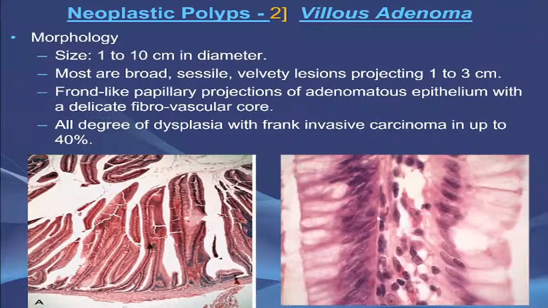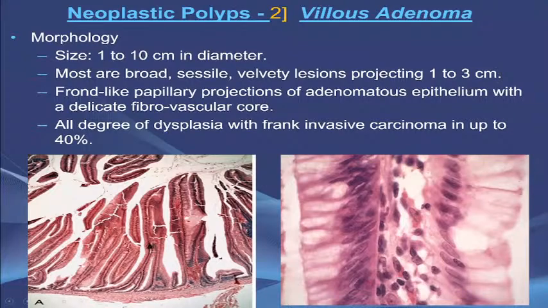And looking closely at high power of the mucosa on the right-hand side, you can see all the nuclei are nice and basal and uniform. But on the left, there is pseudostratification, elongation of the nuclei, and they are kind of crowded. So there is an element of atypia.